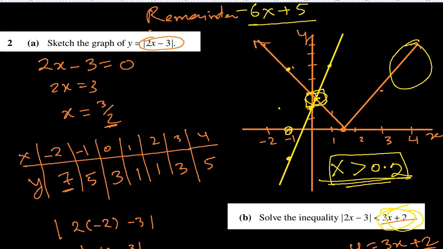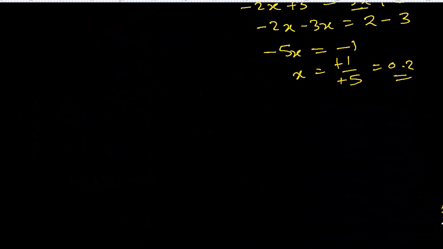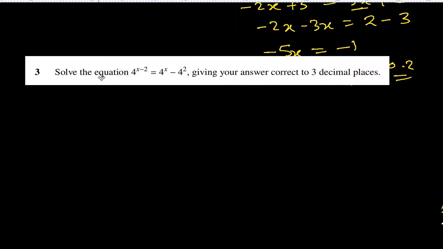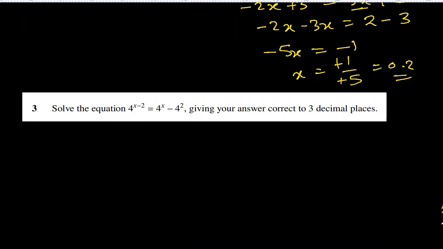Let's see question number 3 now. Alright, this is an exponential question and we have to solve the equation. So you can see here 4 to the power x is here, 4 to the power x is also here. That means we need to convert this into purely 4 to the power x so that we can go ahead.